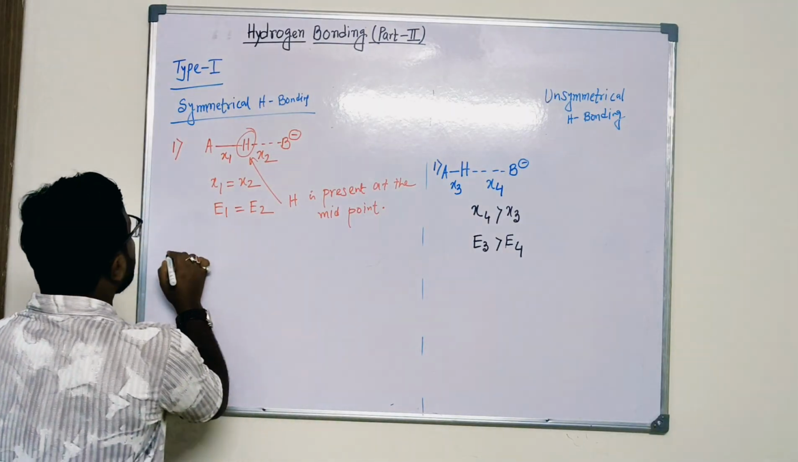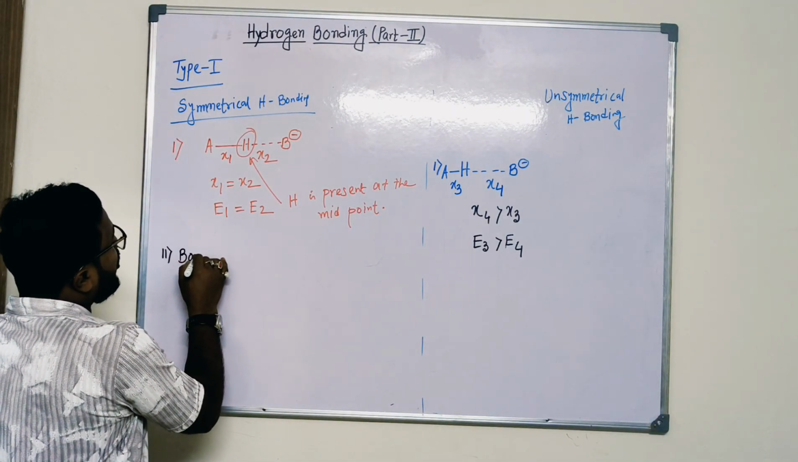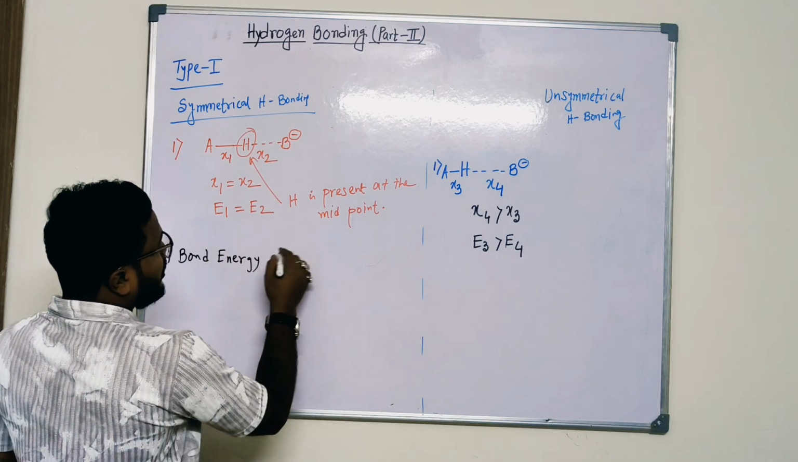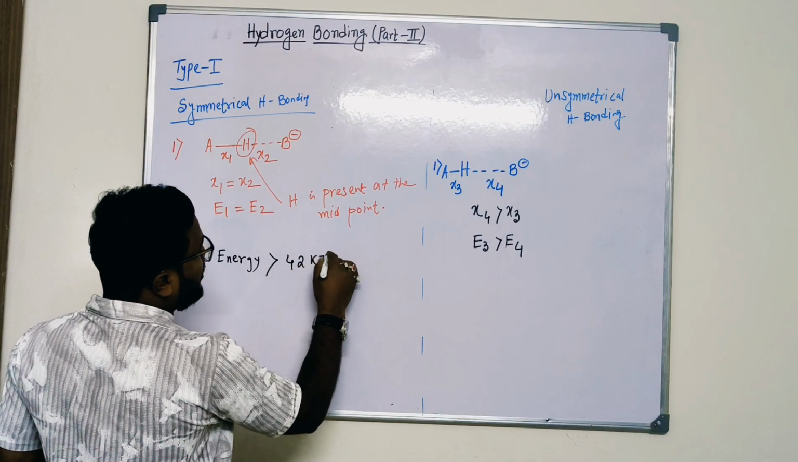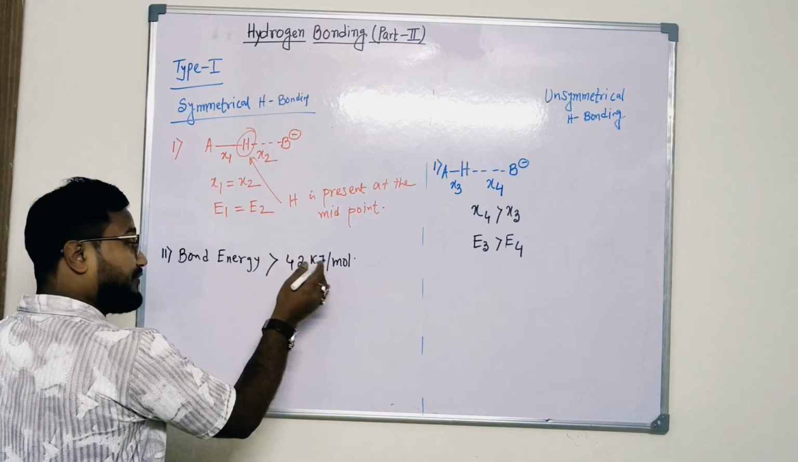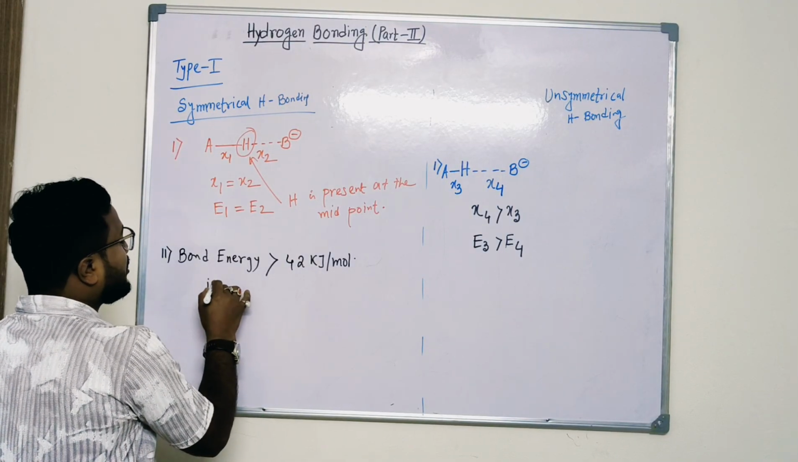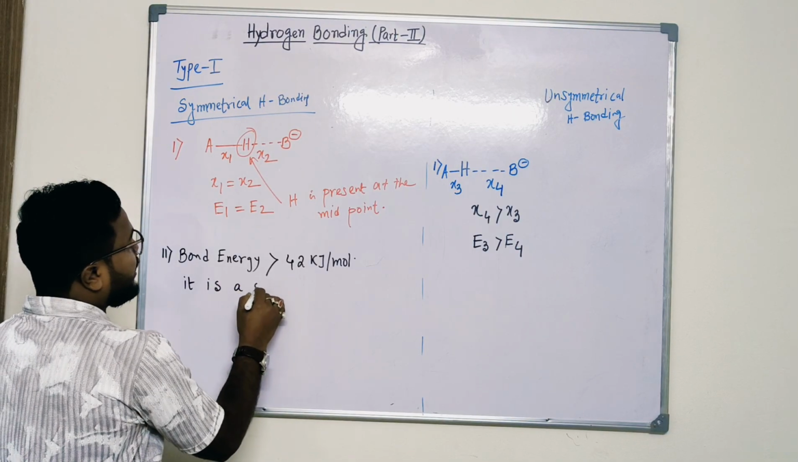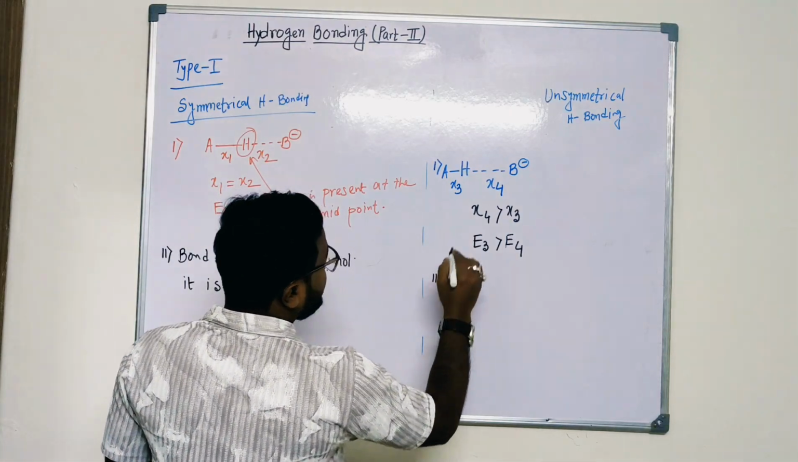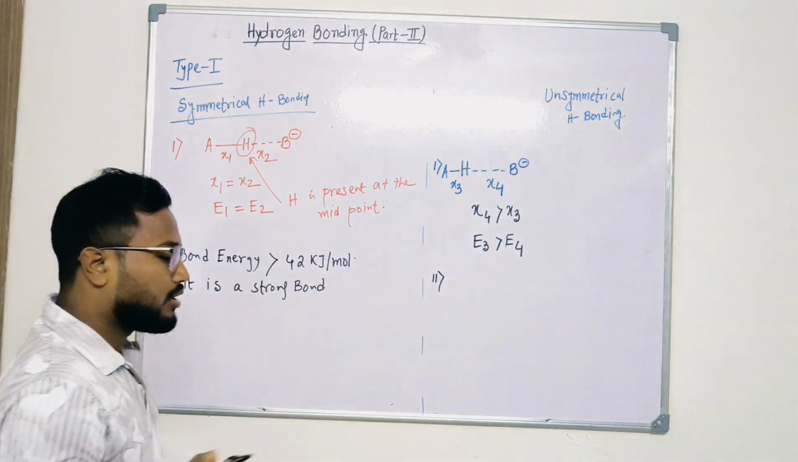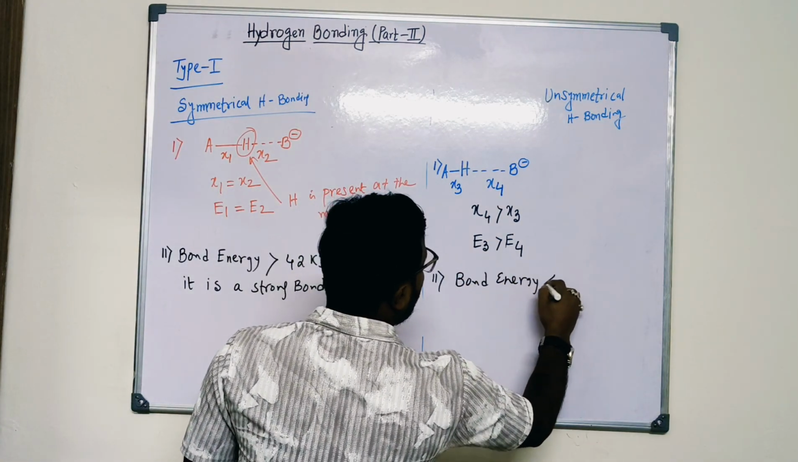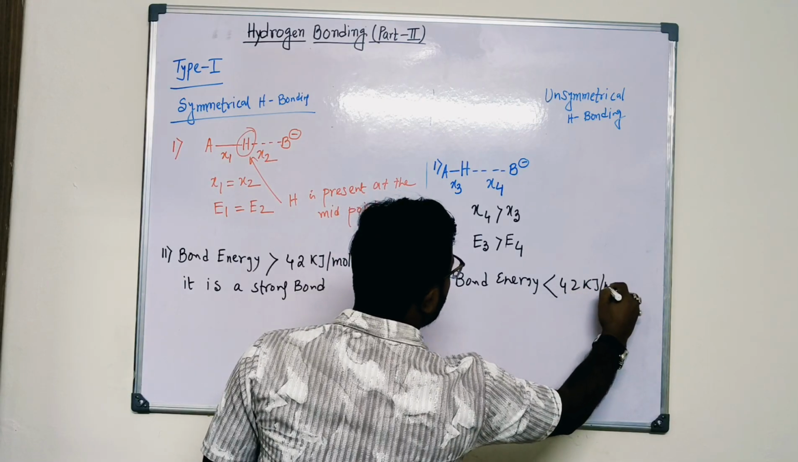Let's see another case. What is the value of bond energy? Generally, bond energy in symmetrical hydrogen bonding is greater than 42 kilojoule per mole. It is statistical data we found. So if it is greater than 42 kilojoule per mole, it means it is a strong bond. In case of unsymmetrical hydrogen bonding, obviously its bond energy is less than 42 kilojoule per mole.